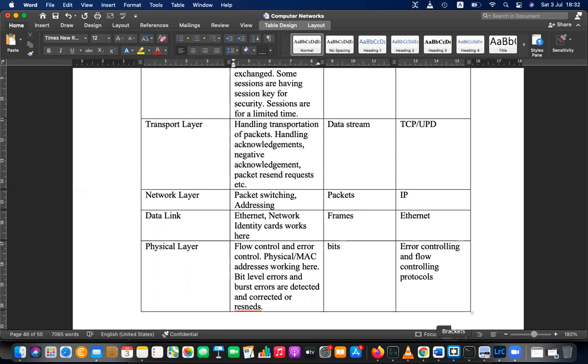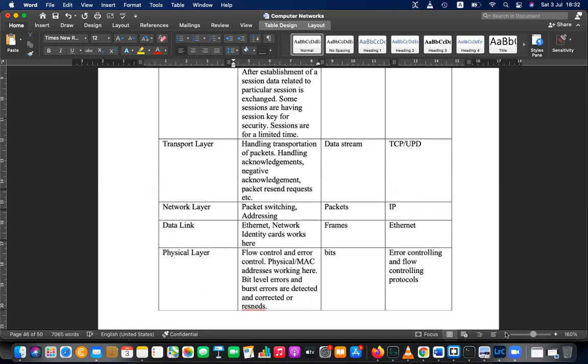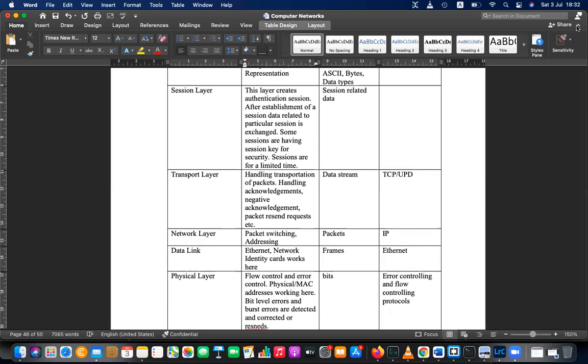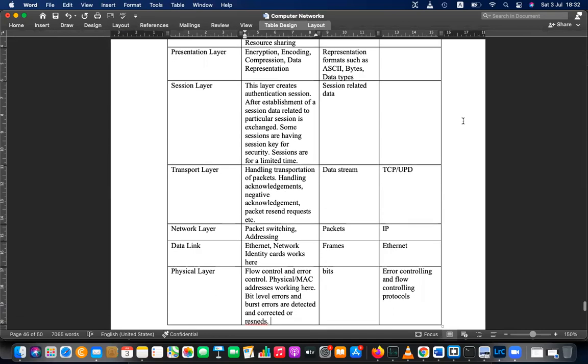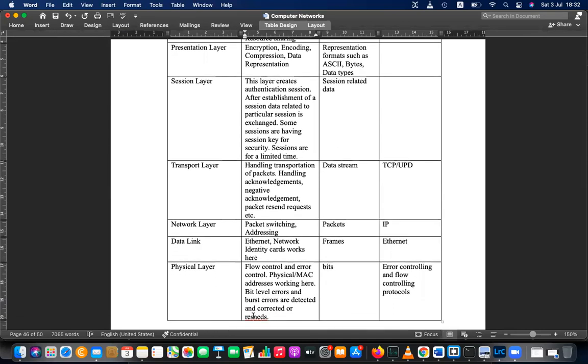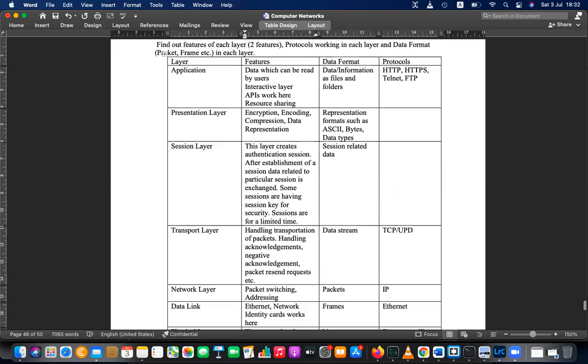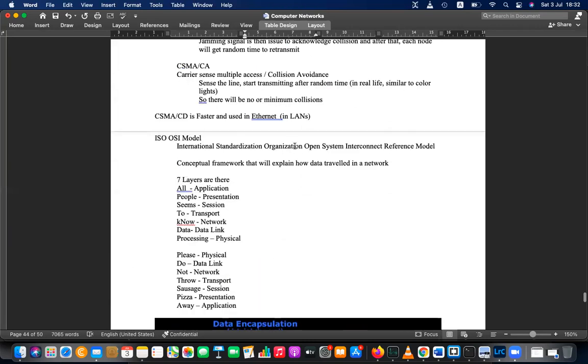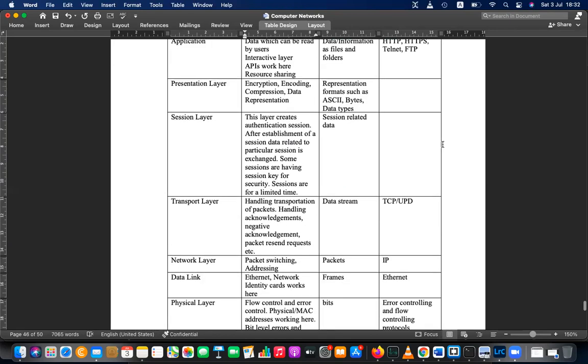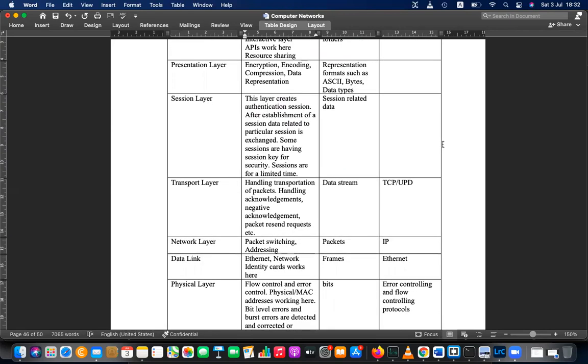Okay, do you have any questions related to these layers? Please ask quickly, don't take much time. Anything related to these layers? ISO OSI, International Standardization Organization, Open System Interconnect reference model. Do you have any doubts on this, or shall I proceed to the next one?